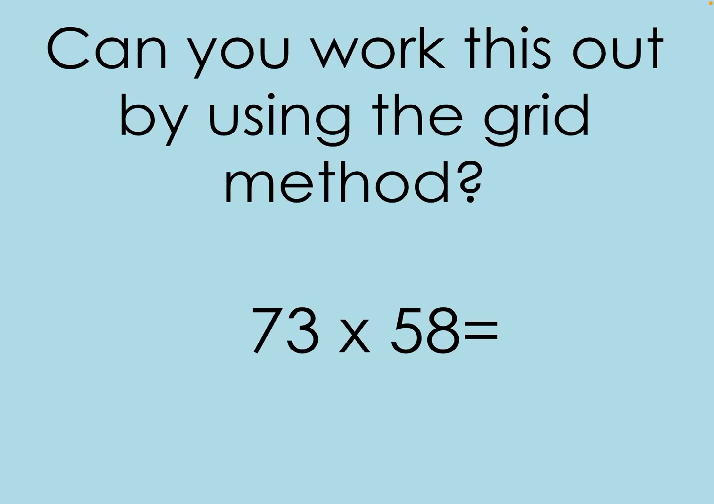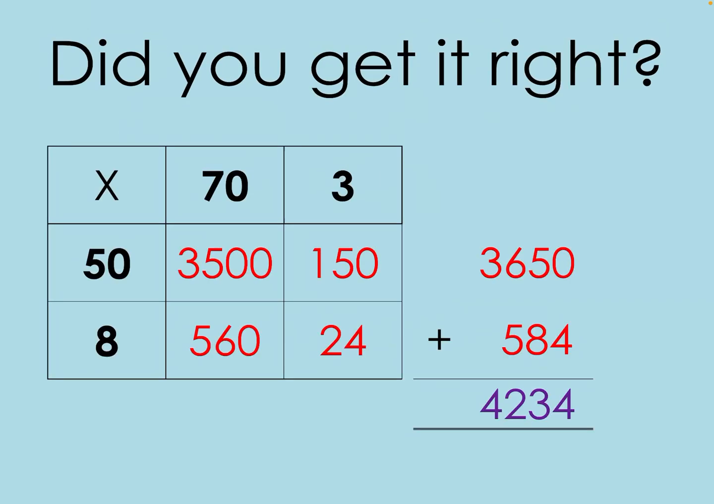So, can you use the grid or area method, same thing, to work out this calculation? If you can, pause the video, give it a go. If not, I'm going to go through some of the steps. So it should have looked something along like this, but I'll show you what has happened. We've taken our 73, we split it into 70 and 3. We've taken our 58, we split that into 50 and 8. And all we're doing is multiplying these together.